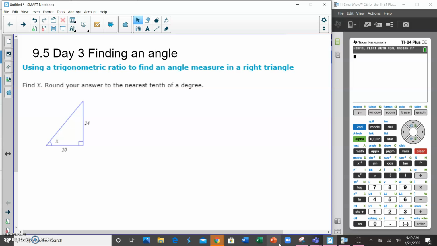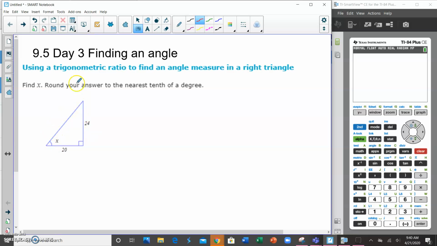All right, let me turn on my pen. What we're going to do today is work on trying to find that angle. We're trying to find angle X in degrees. So I'm going to look at what I have. Here's the angle I'm trying to find. We have this side, 24. If you look at the X, the 24 is opposite. And then we have the 20, which is right next to it. That is adjacent. And we don't know what the hypotenuse is.